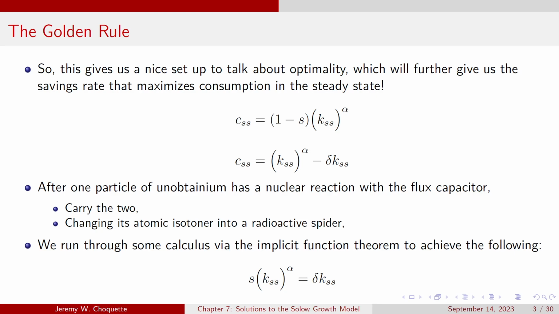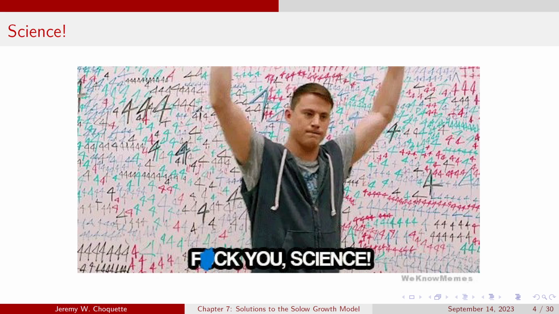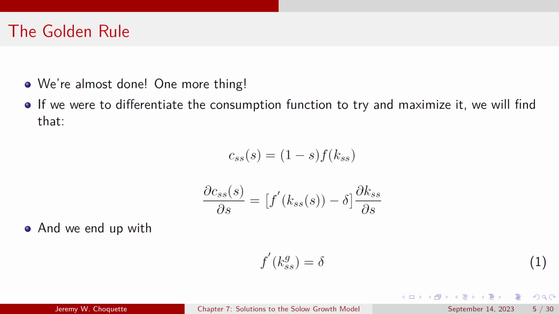Okay, well, let's think about that for a second. It tells me investment in the steady state is equal to depreciation times steady state capital. So really what we're looking at here is the law of motion of capital in the steady state. And I've just substituted some stuff out so that I've got, instead of investment equals delta K_SS, I have S times output equals delta K_SS. F you, science. Moving on.